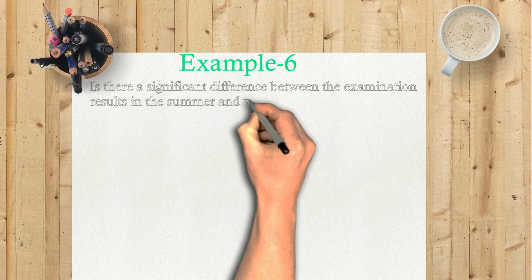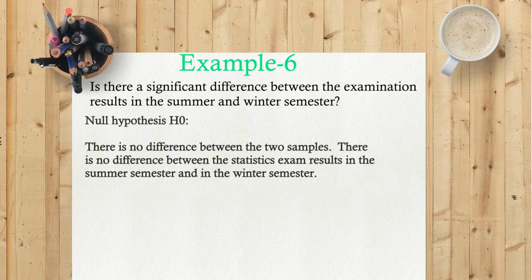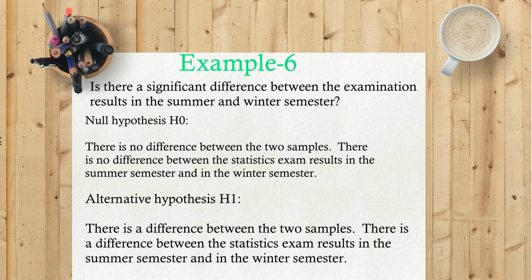Research question: Is there a significant difference between the examination results in the summer and winter semester? Null hypothesis H0: There is no difference between the two samples. There is no difference between the statistics exam results in the summer semester and in the winter semester. Alternative hypothesis H1: There is a difference between the two samples. There is a difference between the statistics exam results in the summer semester and in the winter semester.